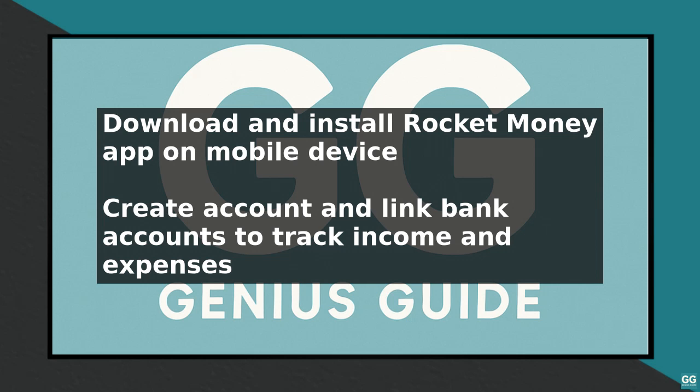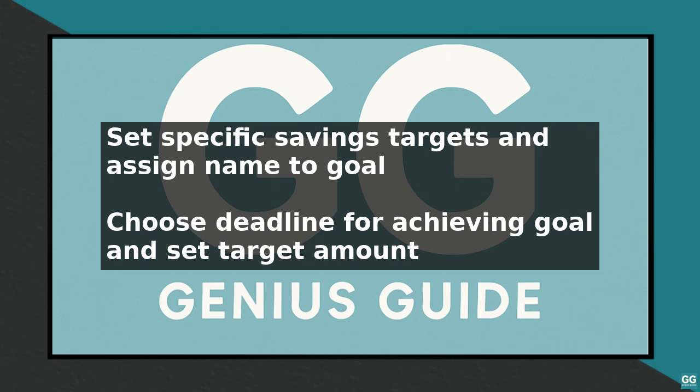Next, navigate to the Savings Goals section within the app. Here, you can set specific savings targets, such as building an emergency fund, paying off debt, or saving for a big purchase. Assign a name to your goal and set a target amount. Then choose a deadline for achieving the goal.